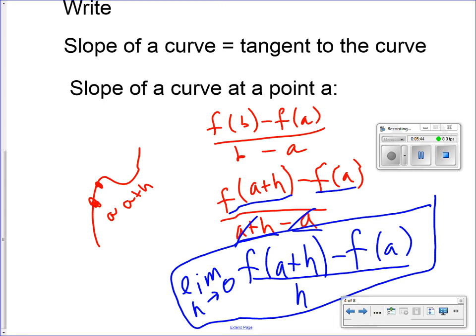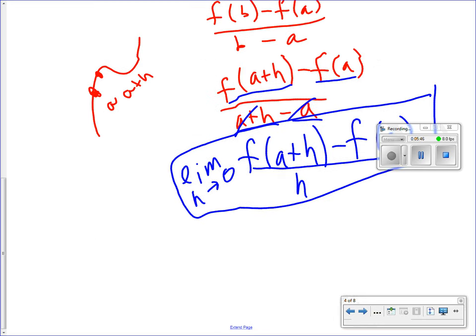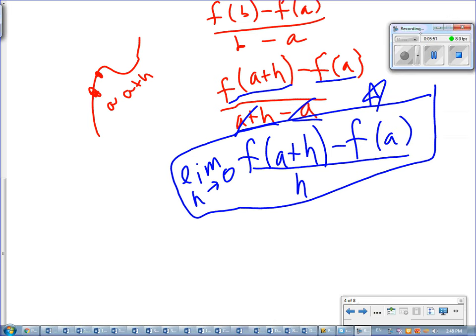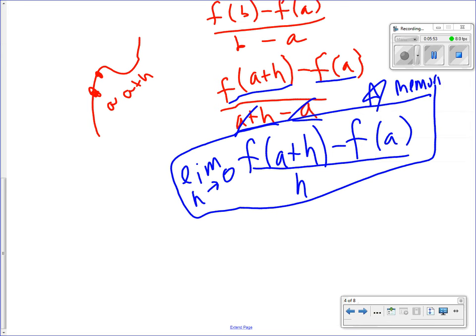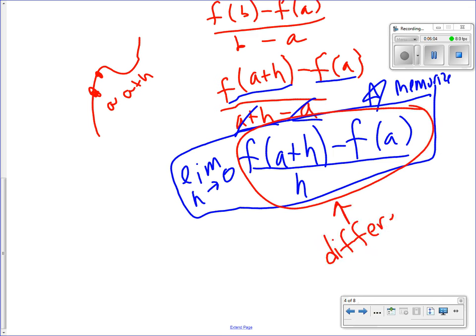This needs to be memorized. Let me move that out of the way so you can see it. You must memorize this. And in fact, it's so important that this piece right here, the actual formula, has a name. It's called the difference quotient. Difference because of right there, and quotient because of the division part. So that is the difference quotient. So if you take the limit as h approaches 0 of the difference quotient, you will get the slope.